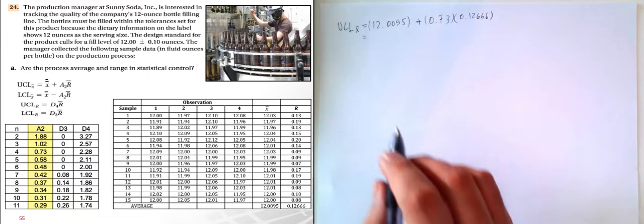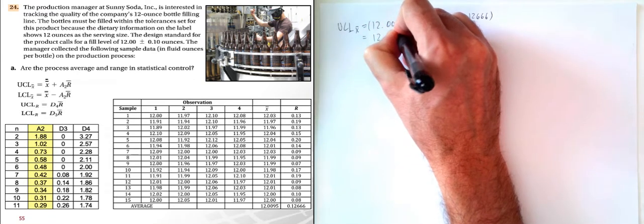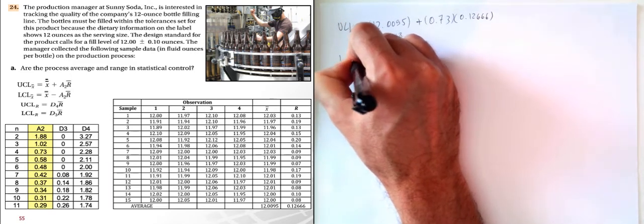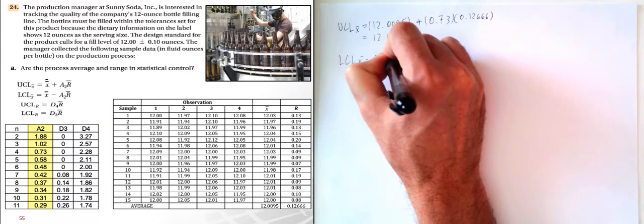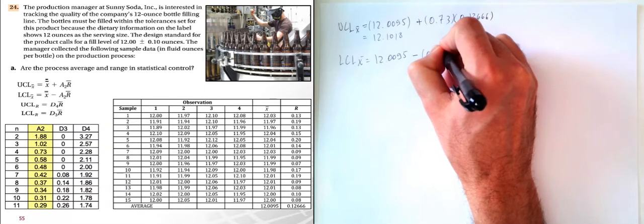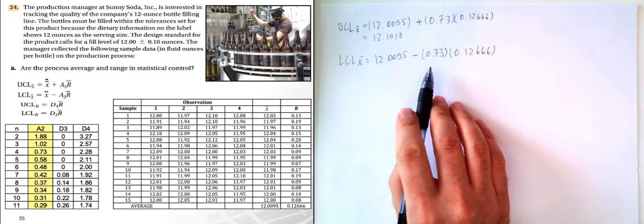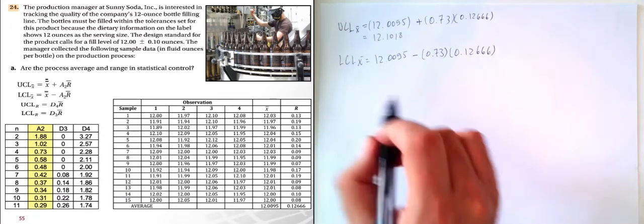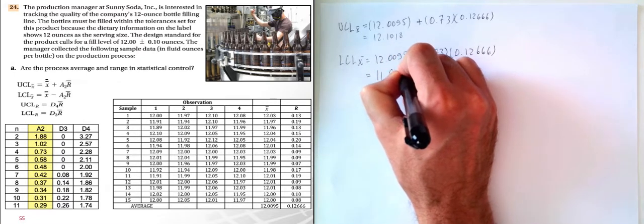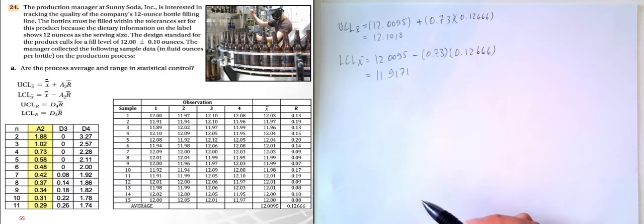So doing that math, we get 12.1018. That's the upper control limit, and then I can calculate the lower control limit for X bar. It's going to be the same, 12.0095, but then minus 0.73 times 0.12666, which is A2 times R bar, and then I'll get 11.9171. So I have my upper control limit of X bar, lower control limit of X bar.